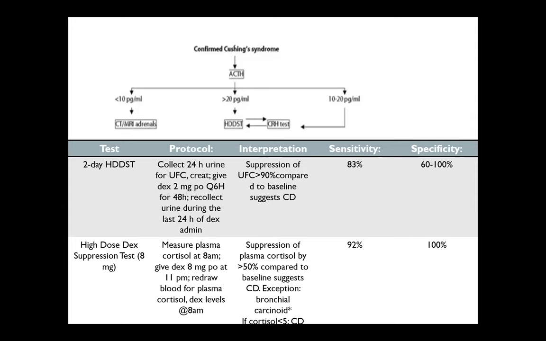I'm choosing the high-dose dexamethasone suppression test because it doesn't involve many steps for the patient. So we give 8 milligrams of dexamethasone the night before, usually at 11 o'clock or at bedtime, and we measure plasma cortisol in the morning. Usually, we would expect after the dexamethasone administration to have suppression of the plasma cortisol by 50% compared to baseline, and that suggests Cushing's disease. If we see that the suppression is not achieved, then ectopic Cushing's is suspected. Also, sometimes we can use the cortisol levels to make the diagnosis. A cortisol level of more than 5, again, is consistent with ectopic Cushing's.